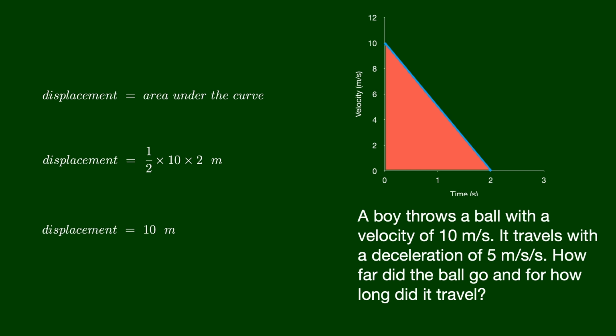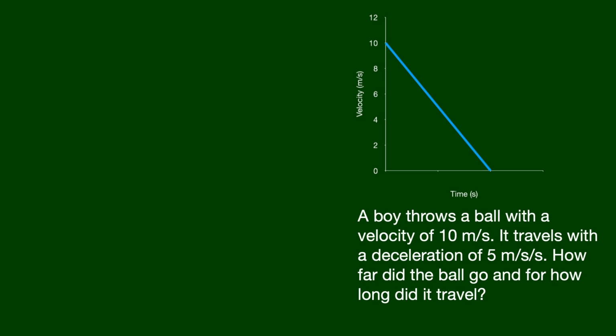Let's use SUVAT equations to solve this problem. First, list down the SUVAT values. We need to find the displacement. The ball is thrown with a velocity of 10 meters per second. Therefore, the initial velocity u is equal to 10 meters per second.